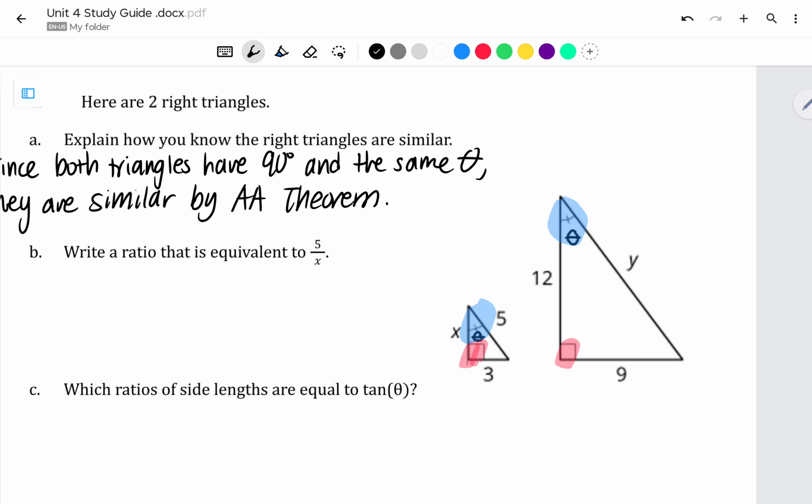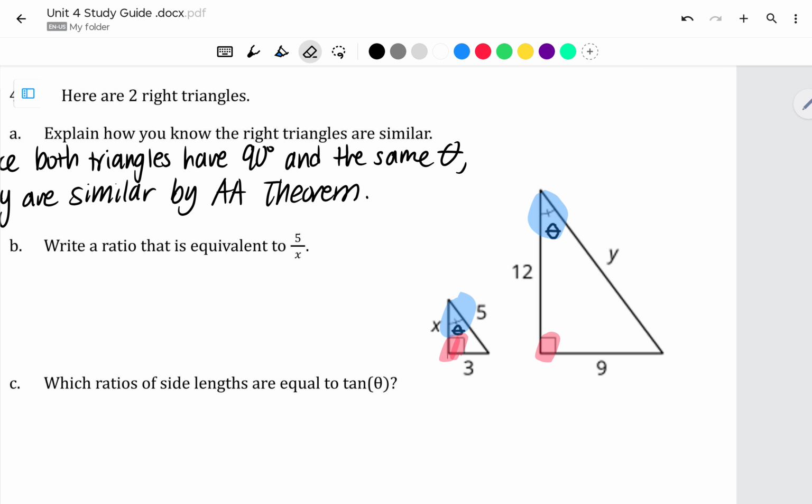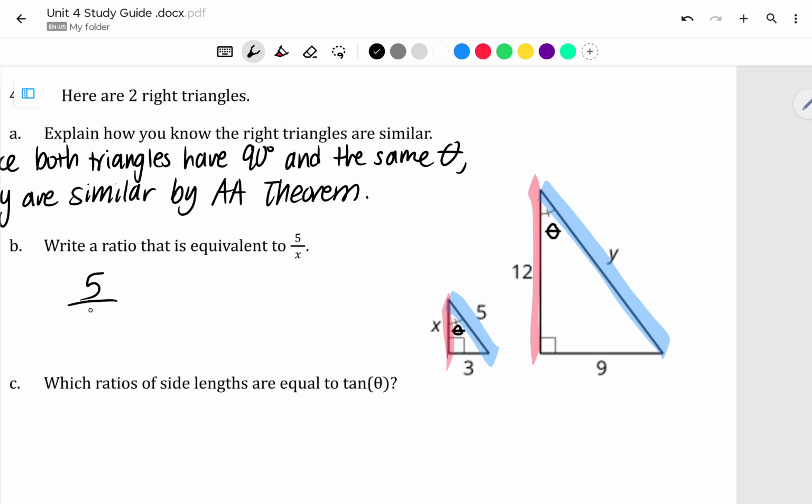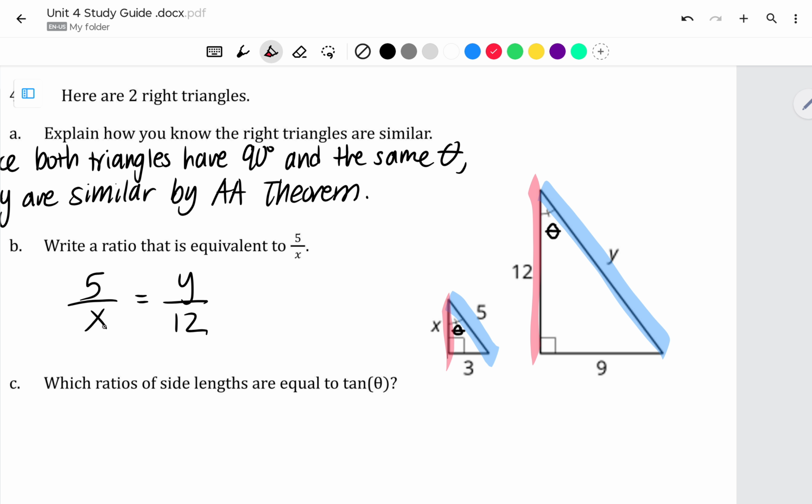Write a ratio that is equivalent to 5 over x. So this is just a little bit of a proportions review. 5 over x. Okay, so on the other triangle, since they're similar, you should follow that same pattern. Y over 12. So a ratio that's equivalent, 5 over x is going to be equal to y over 12. Okay, again, they're corresponding. You want to match the corresponding parts.